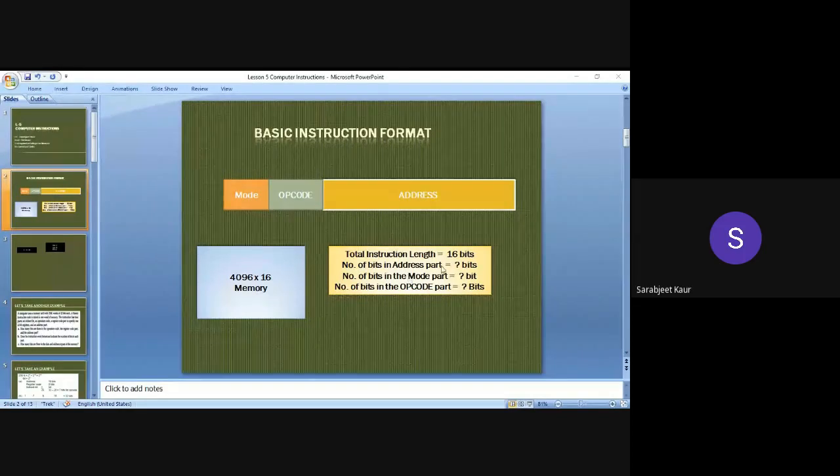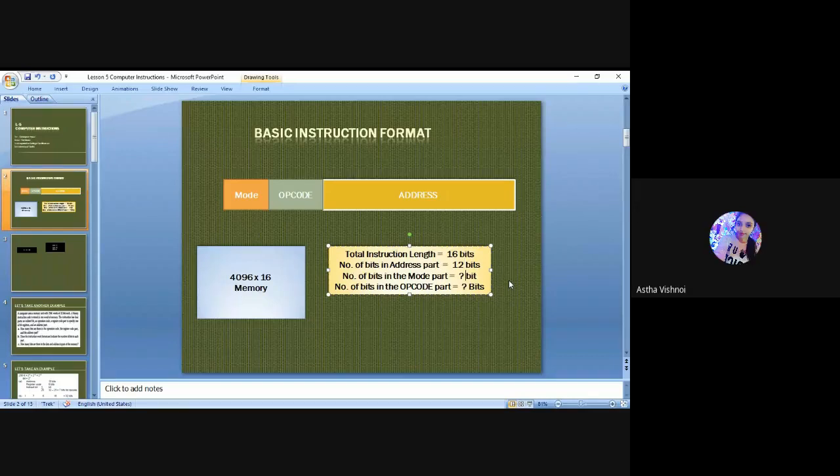Okay, so how many bits will be required in this case for the address part? 12 bits. Since 4096 is equal to 2 raised to the power of 12, it would be 12 address bits. Any problem? No, ma'am.